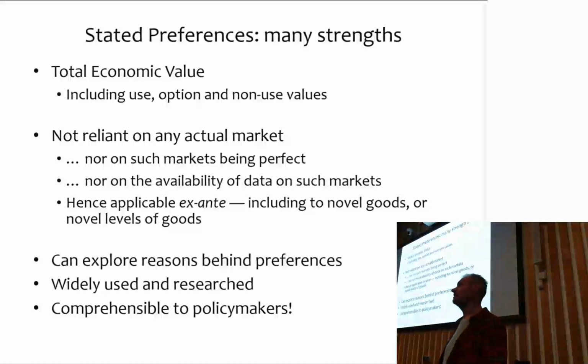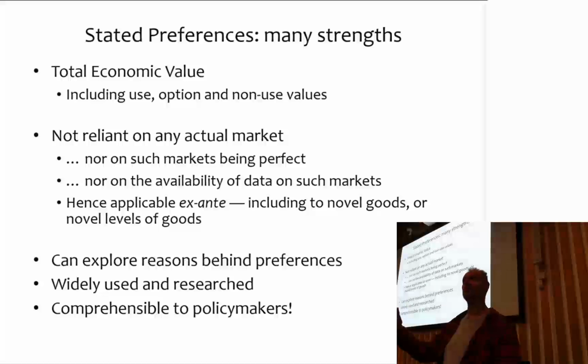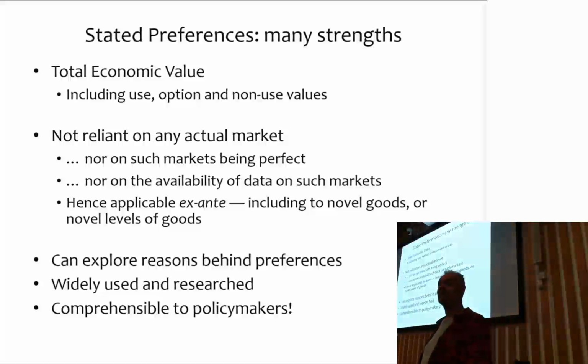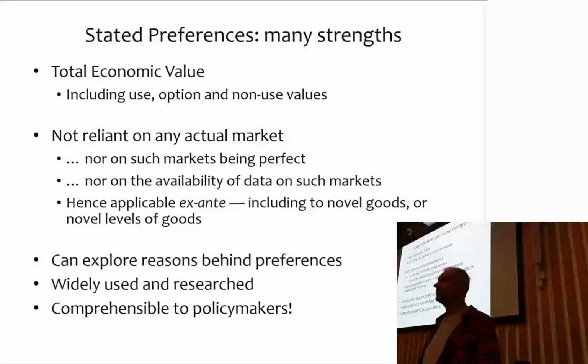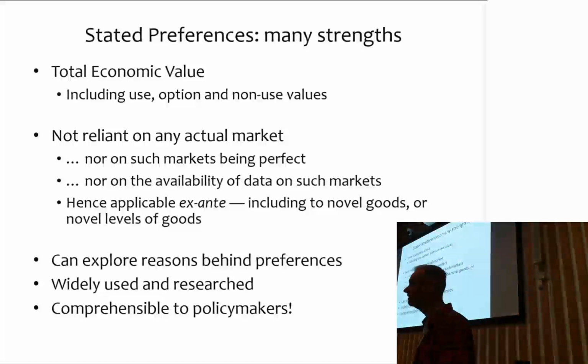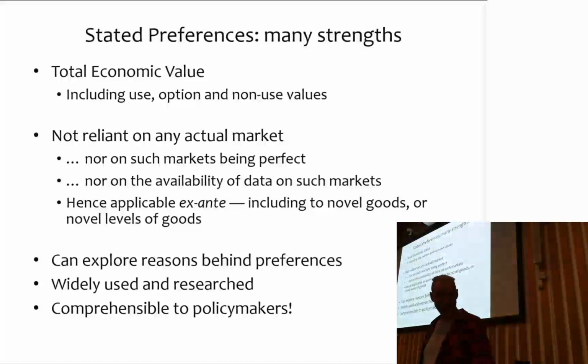Another disadvantage of revealed preference is that it can only be used for things that are on the market already, at least indirectly. So it can only be used for the past, whereas stated preference methods can also be used for things that have yet to come. They can be used to value future environmental goods and services.